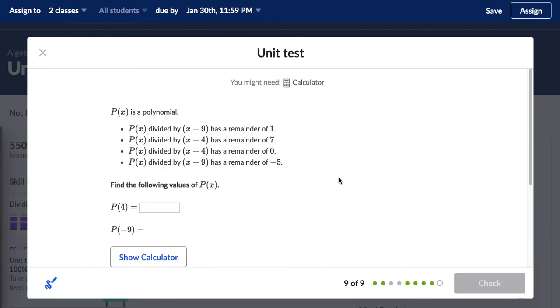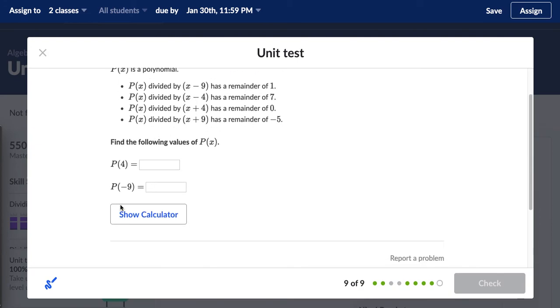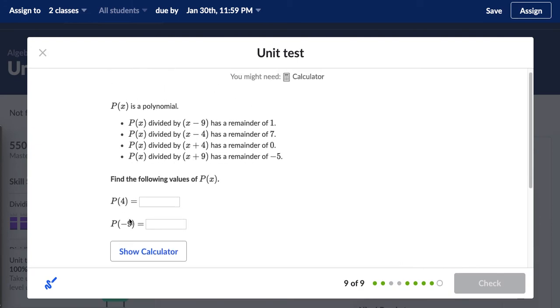So we're told here that we have a polynomial, and this is a nice, interesting problem. We're told that when it's divided by this binomial x minus 9, it has a remainder of 1. When it's divided by this, it has a remainder of 7, and so on and so forth. Find the following values of p of x. There's only 2 of them here. But the idea here is, do you know the polynomial remainder theorem?